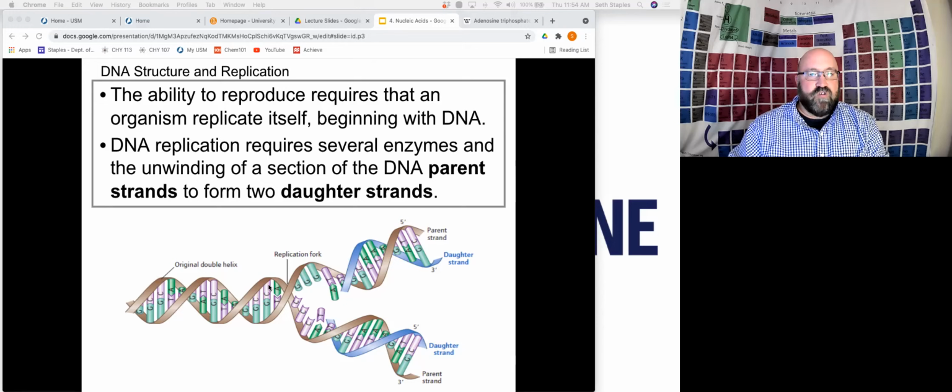But here's our original helix. And then it begins to unwind, and we have what we call the replication fork here. But then based on that unwinding, we have the parent strand of DNA here in brown, and then a daughter strand of DNA can then form from that parent strand. It all starts with that unzipping of the DNA.